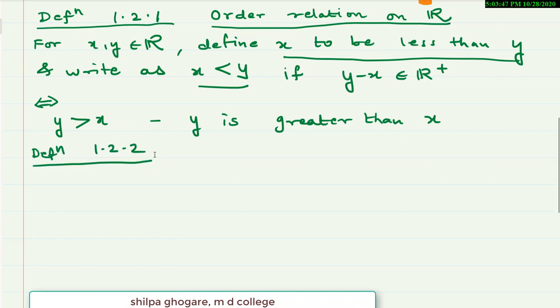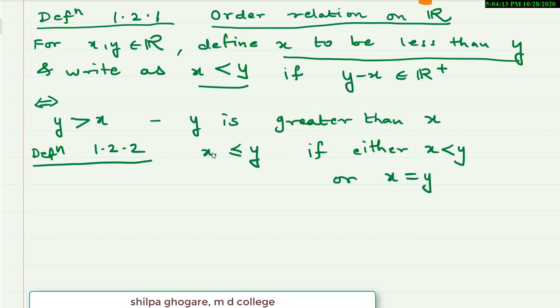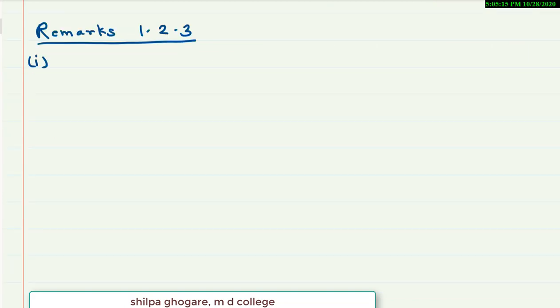Now the next definition is a very obvious definition. It is of X less than or equal to Y. Now what does it mean? It means if you either have X less than Y or you have X is equal to Y. So when we say that X is less than or equal to Y, that can be broken in these two parts. It is either X is less than Y or X is equal to Y.